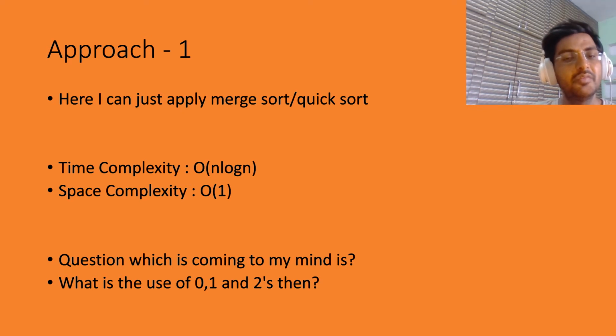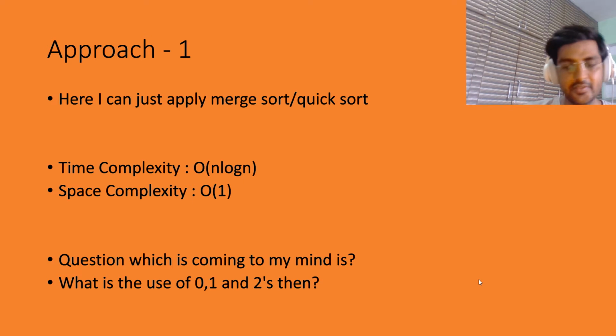So the question which comes to my mind is, what is the use of 0, 1 and 2 then? Right? You can apply the sorting logic on any array. But here in the question we have information that we can have only three different elements, 0, 1 and 2. We are not using that information yet, right? So somehow we can optimize it and sort the array in less than O of n log n.